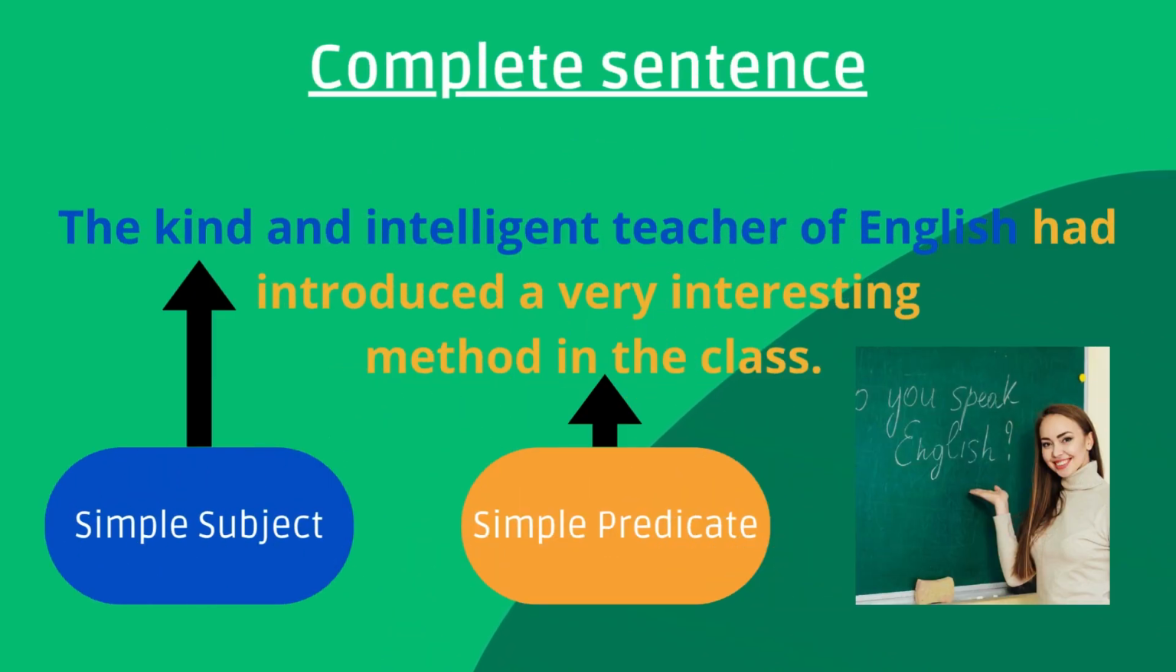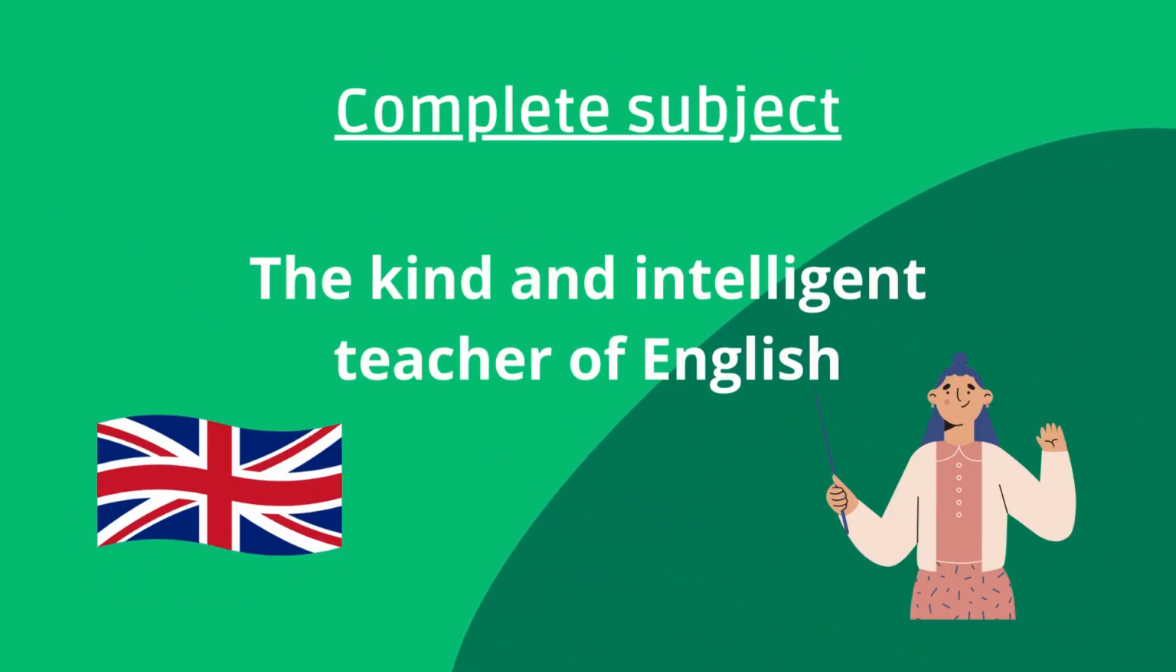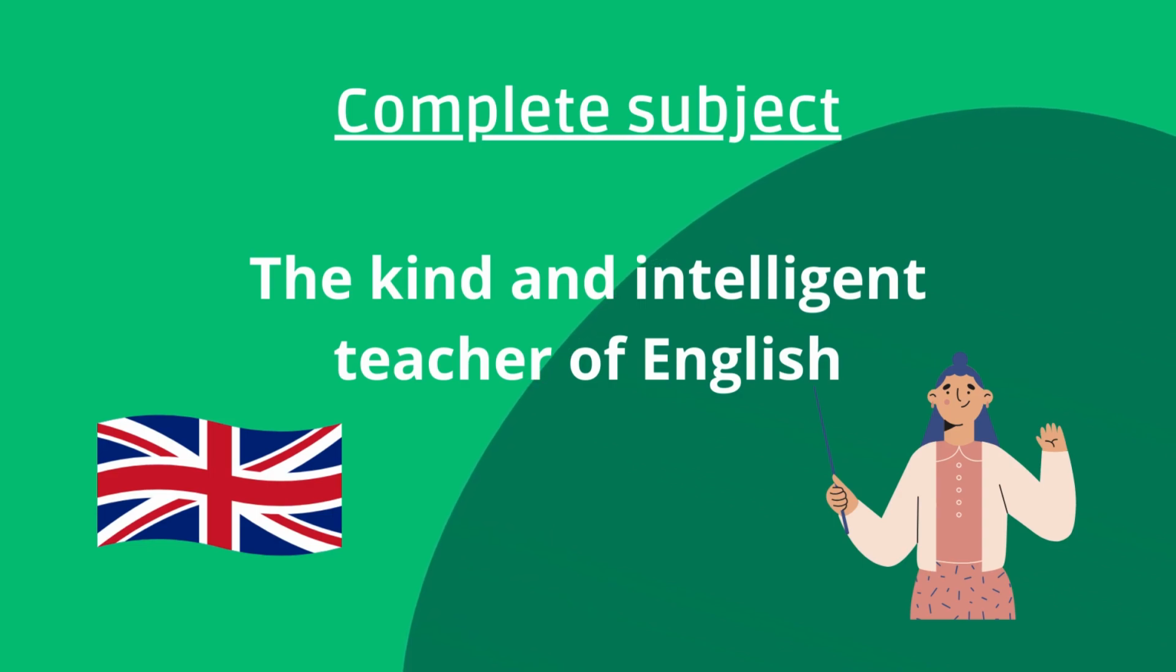Now let's create a simple sentence that includes the types of phrases studied in the block. Okay. In the complete sentence we have: the kind and intelligent teacher of English had introduced a very interesting method in the class. In the complete subject we have the kind and intelligent teacher of English. In this part we have a determiner, the premodifier kind and intelligent, and the head is teacher, the head of the noun phrase. Of English is the postmodifier of the noun phrase. Kind and intelligent form an adjective phrase.